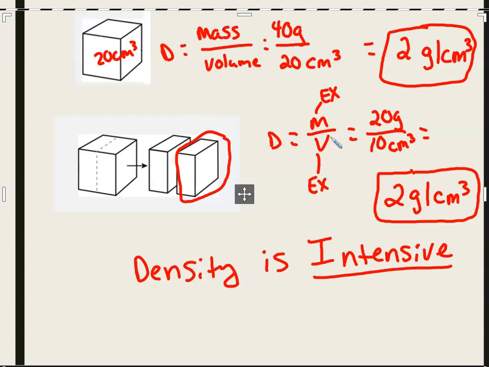All right. That's about all there is for density. If you have any questions, you know what to do.